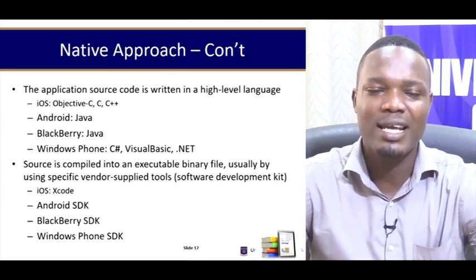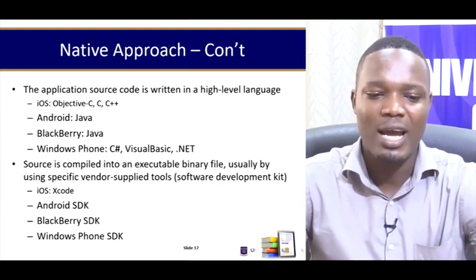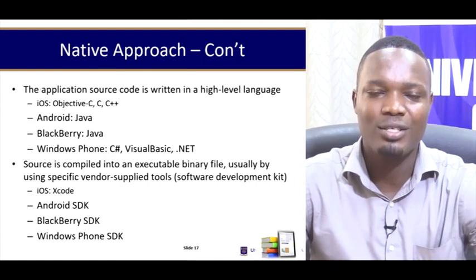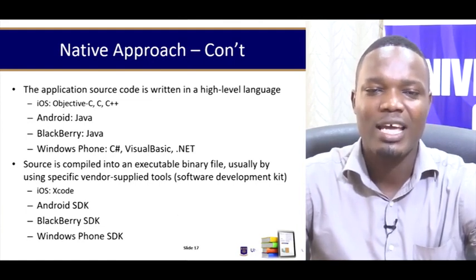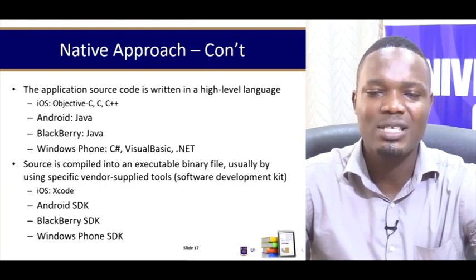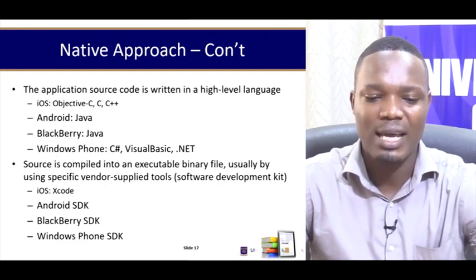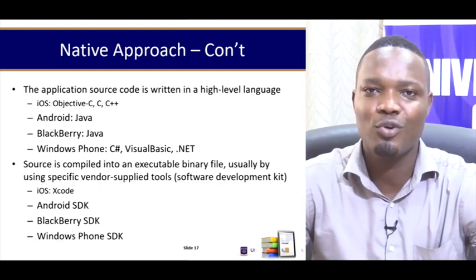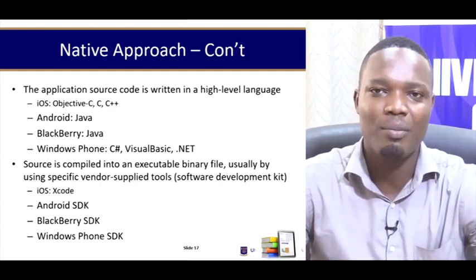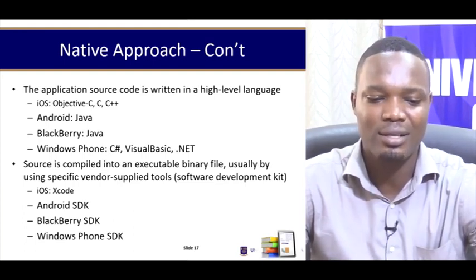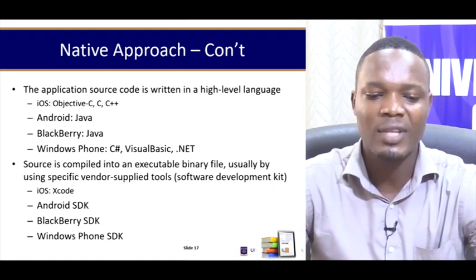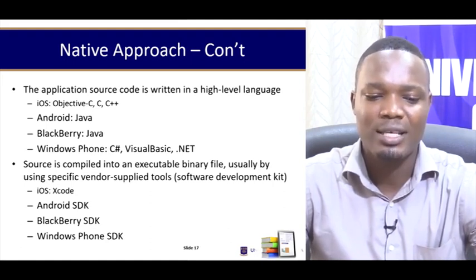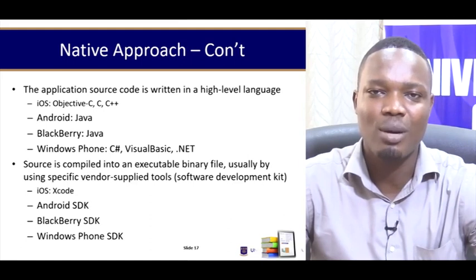So like I was saying, with the Android, we are looking at using Java to develop that. If it's BlackBerry, we are also using Java. If it's iOS, we are using Objective-C and Swift and the others. When we come to the Windows Phone, we use C#, Visual Basic, and then the .NET technologies. Now for all of these ones, the source is compiled into an executable, which is then deployed onto the mobile device, and then it runs.